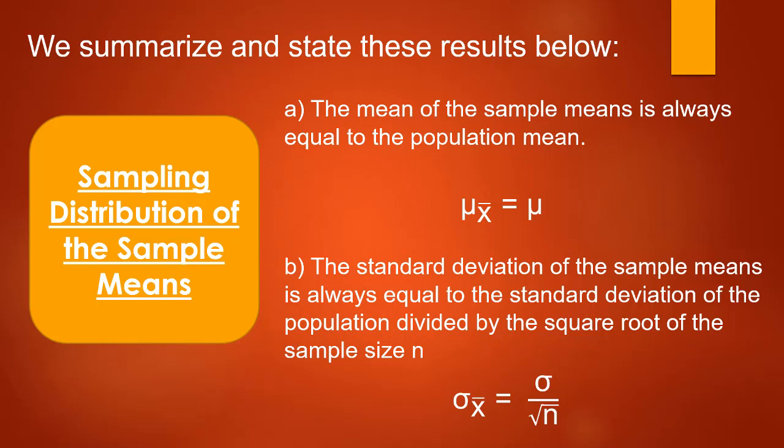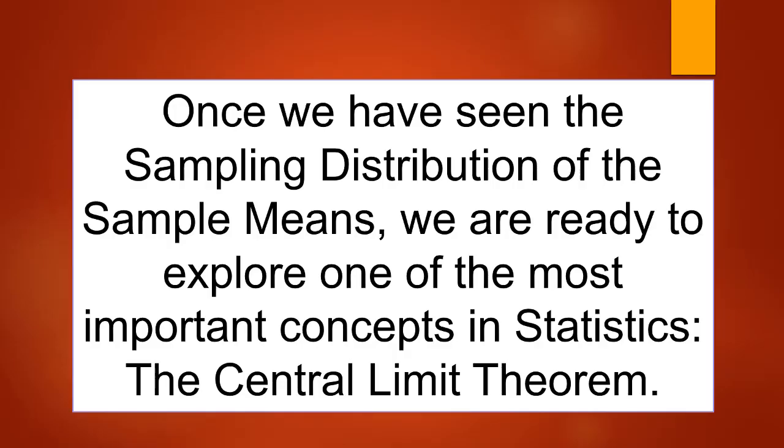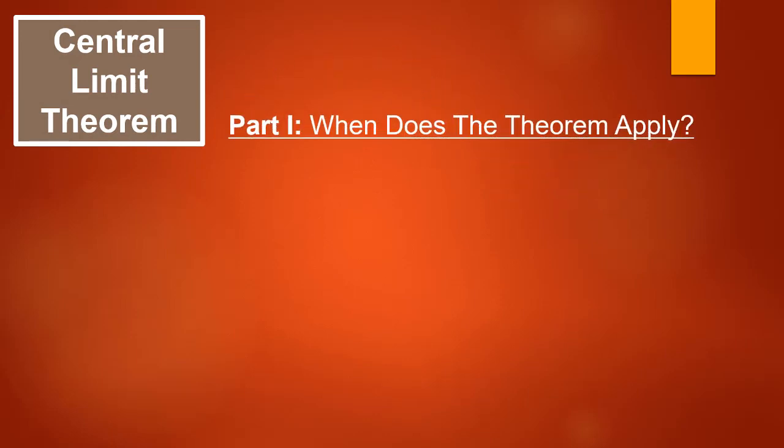So once you've got that under control, and again, this is a lot to digest, we're ready to explore probably the most important concept that we're going to see, which is something called the Central Limit Theorem. Now, the Central Limit Theorem has two parts. The first part deals with when does it apply. Okay, when can we use the Central Limit Theorem? And so there's two conditions, and you don't have to meet both conditions. It's either or. So if you meet the first condition, great, the theorem applies. If you don't meet the first condition, but you meet the second condition, great, the theorem applies. But you have to meet at least one of the two conditions.